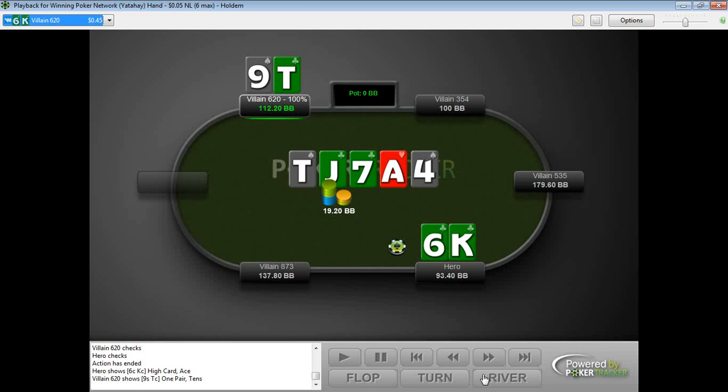I think that's the best we could have done here. And let's also keep something else in mind: the fact that we did not have the initiative after the flop. By the way, interesting check raise by him with the 10-9. He raised with second pair and a gut shot, so it was kind of interesting.